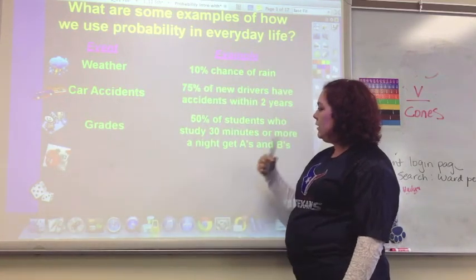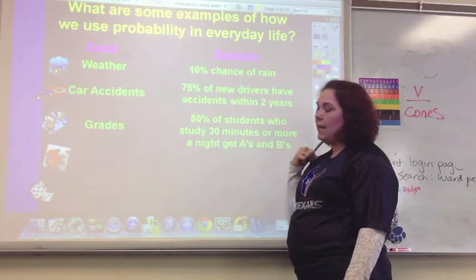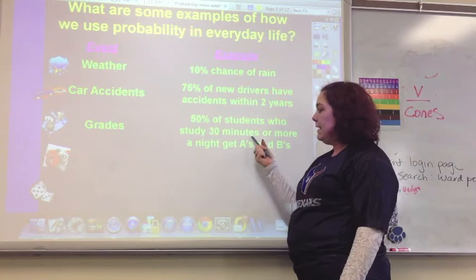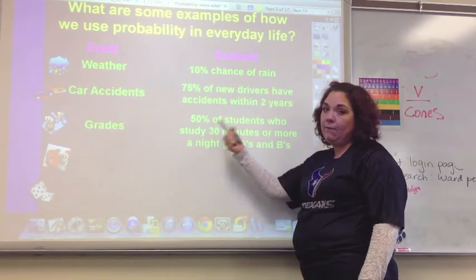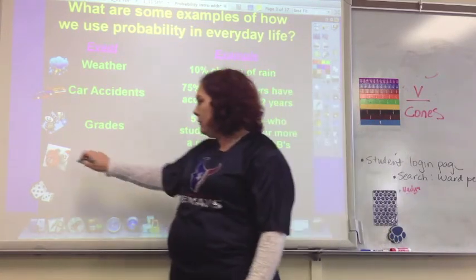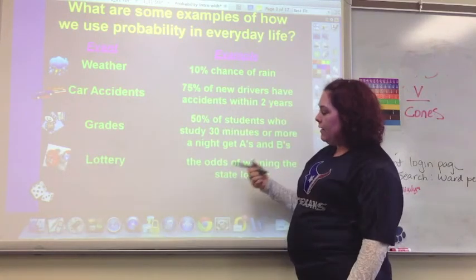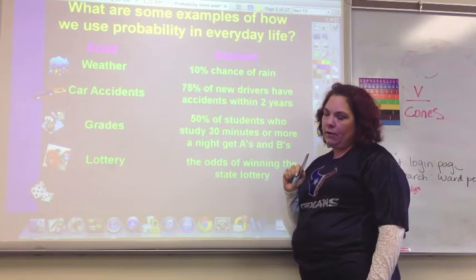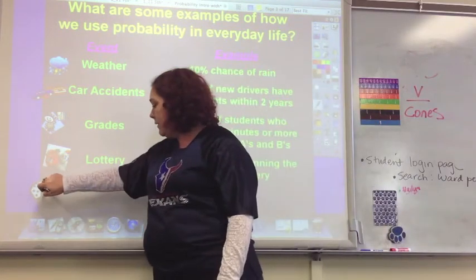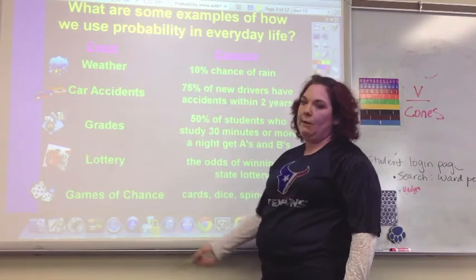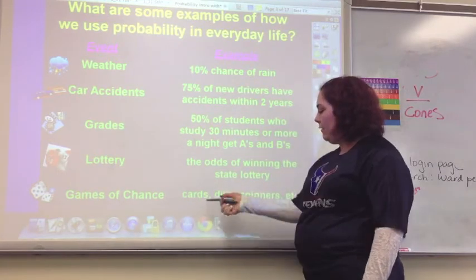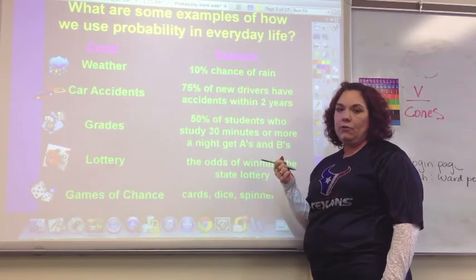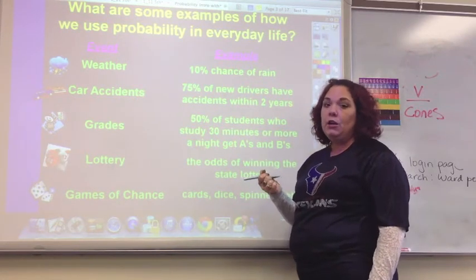Grades. 50% of students who study 30 minutes or more a night get A's or B's. So half, 50%, get A's and B's. Half do not. Of course, you have the lottery, and the odds of winning the state lottery are very, very small, but possible. And then you have the games of chance that we'll be talking about. You have cards, dice, spinners, all kinds of things where your chances of getting something just vary.